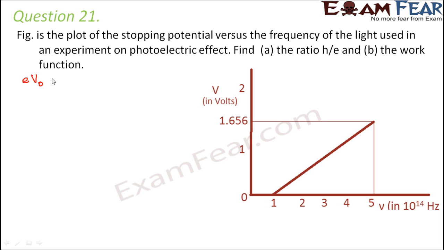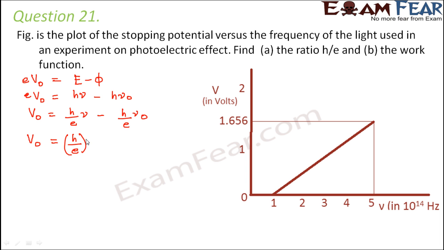So we know that eV0 is equal to E minus phi, or we can say eV0 is equal to h nu minus h nu naught. So therefore we can say V0 is equal to h by e nu minus h by e nu naught, or we can say V0 is equal to h by e nu plus minus h by e nu naught.